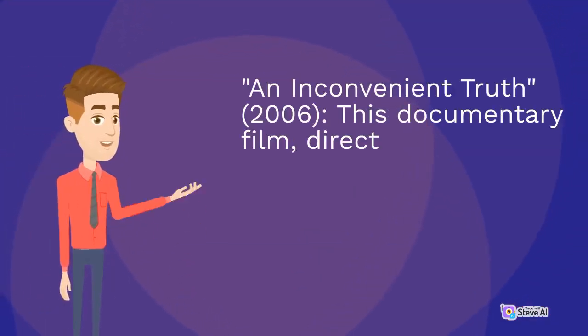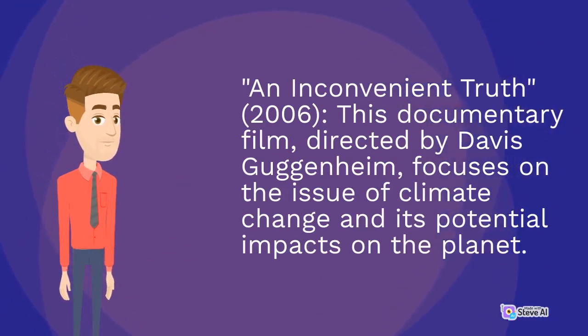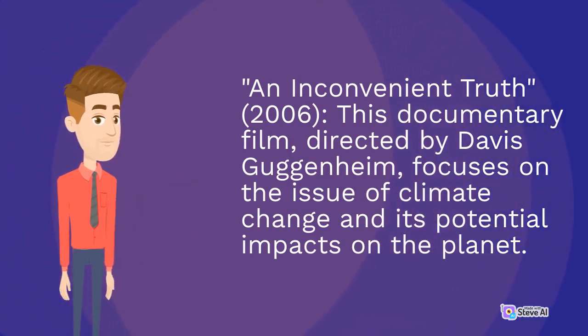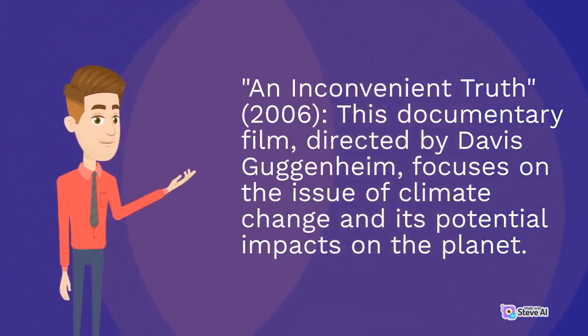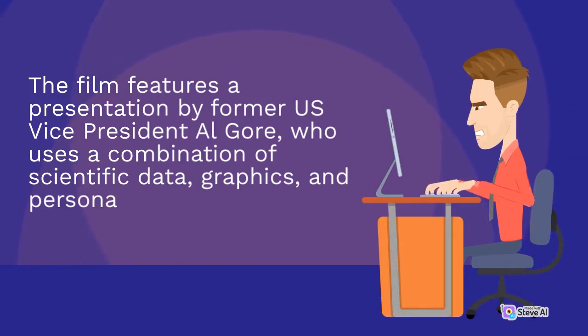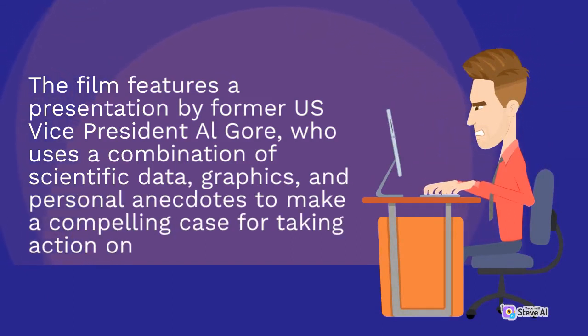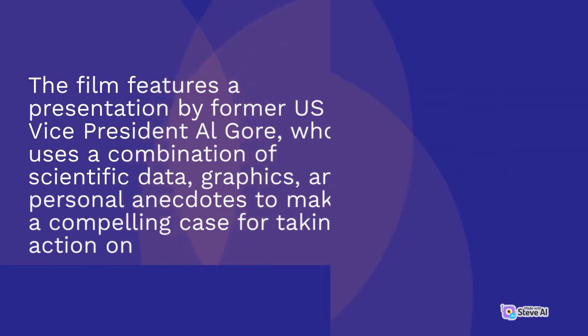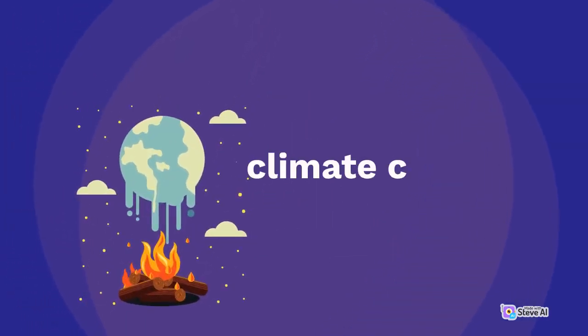An Inconvenient Truth, 2006. This documentary film, directed by Davis Guggenheim, focuses on the issue of climate change and its potential impacts on the planet. The film features a presentation by former US Vice President Al Gore, who uses a combination of scientific data, graphics, and personal anecdotes to make a compelling case for taking action on climate change.